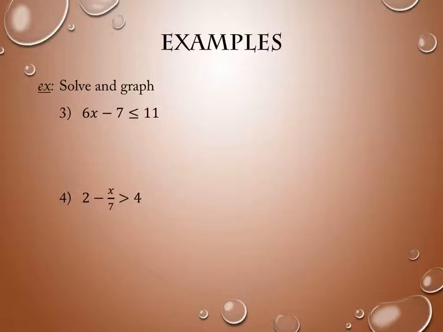Moving on, we're going to get into some more complicated, multi-part problems. So what would I do on number 3 first? Add 7. So the direction of the sign didn't change because I added. 11 plus 7 is 18. And then I would divide by 6. Still didn't divide or multiply by a negative, so the direction of the sign stays the same. And 18 divided by 6 would be 3.